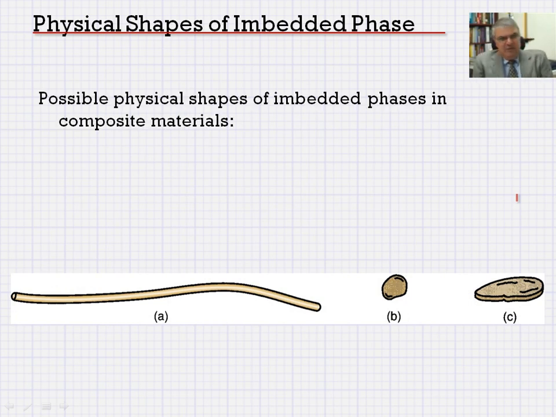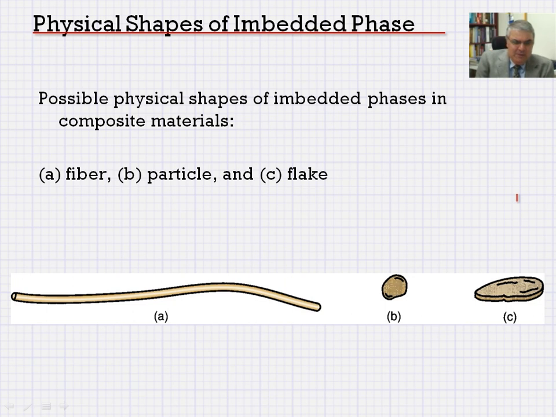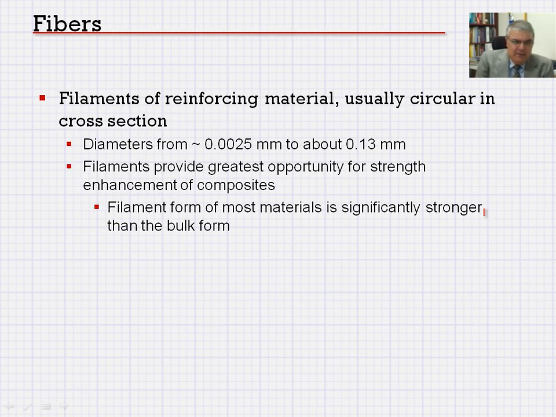Let's take a look at physical shapes of an embedded phase. Remember, we already have the primary phase, or first phase, in place. The possible physical shapes of the embedded phase in composite materials are either A, as shown down here, in the form of fiber, B, in the form of particle, or C, in the form of flake. And we are going to take a look at these.